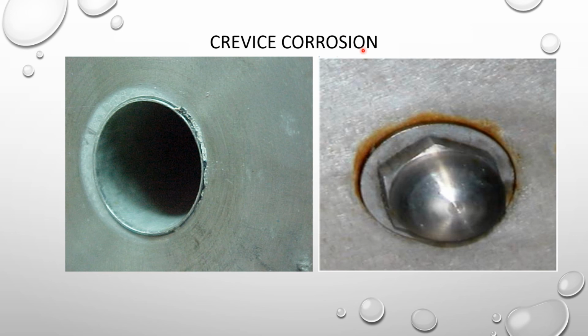These are two metallic surfaces, a metallic sheet which is joined by a nut and a rivet, and below this you can see at the joining of the two metallic surfaces there is a crevice formation, and there is rusting taking place, which is called crevice corrosion.